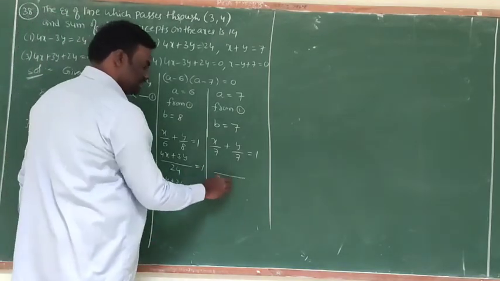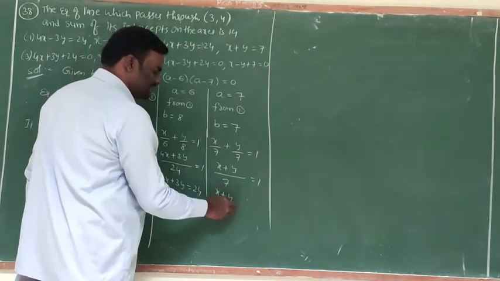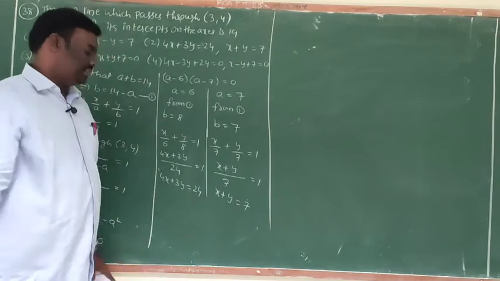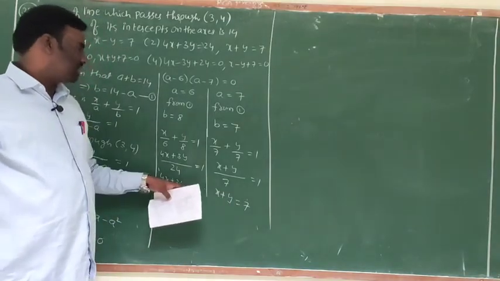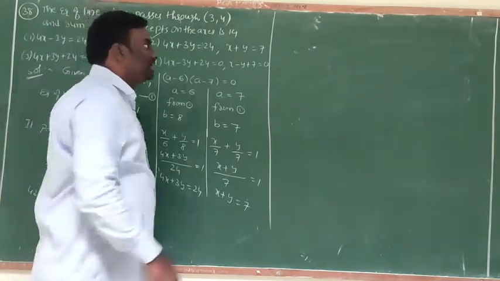Now here the LCM is 7. x plus y equals 7. And 4x plus 3y equals 24. That is nothing but option 2 is the correct answer.